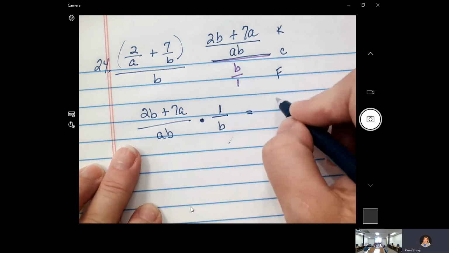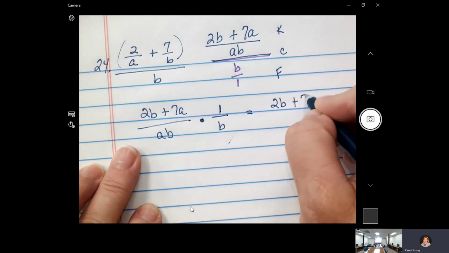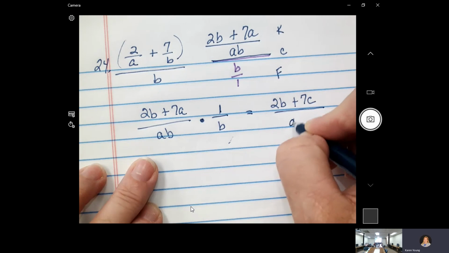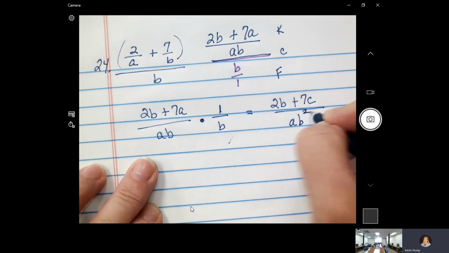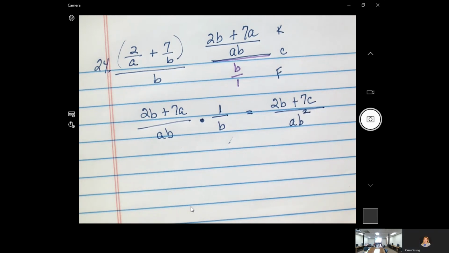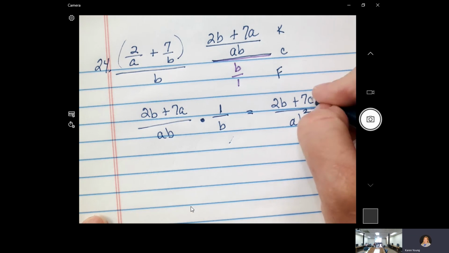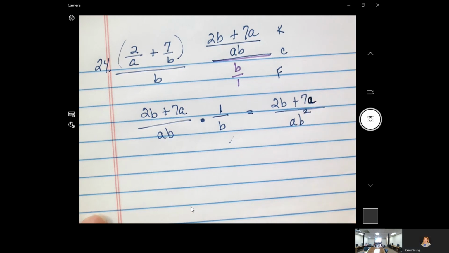And then again, I just multiply straight across. 2b plus 7c over ab squared. Wait, why did I put a C there? Where did C come from?